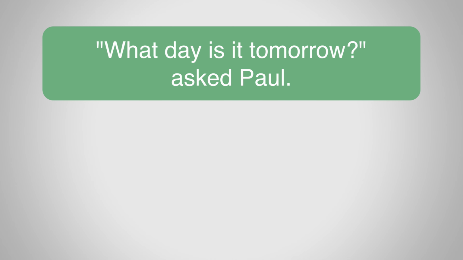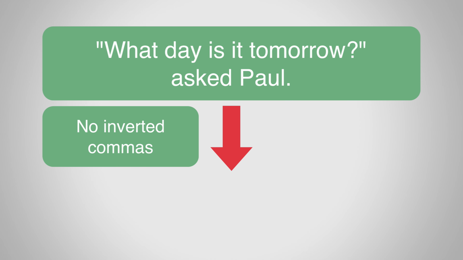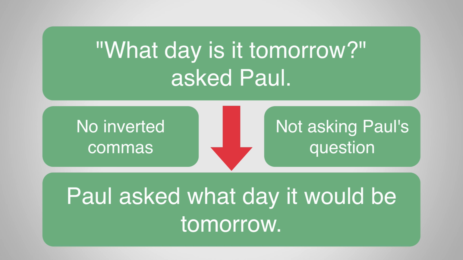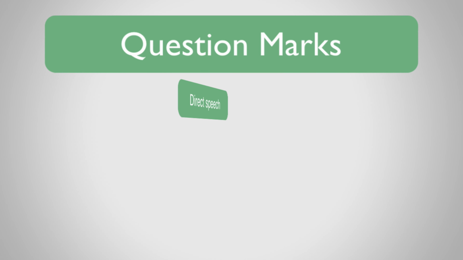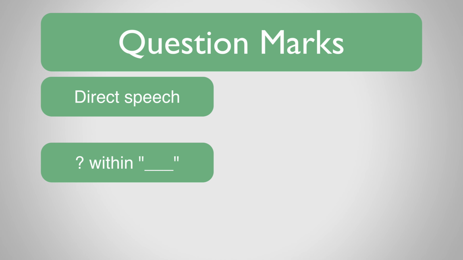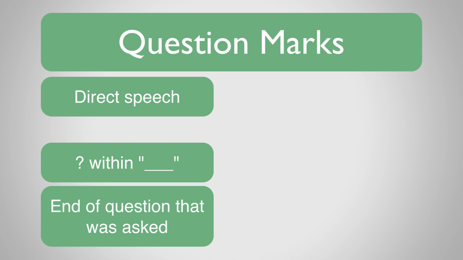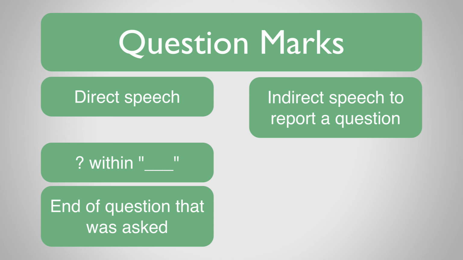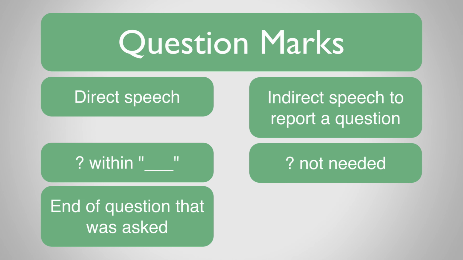Well, we need to remember that indirect speech won't need inverted commas, and that we won't be asking Paul's question, just reporting that it was asked. This would give us something like, Paul asked what day it would be tomorrow. When adding question marks to speech, remember the question mark goes within the inverted commas, at the end of the question that was asked. If we're using indirect speech to report a question that was asked, we don't need to use a question mark.